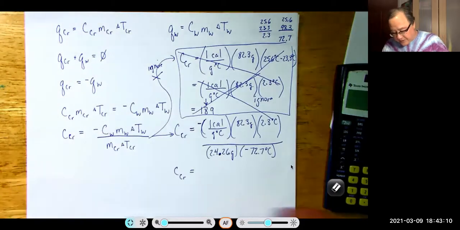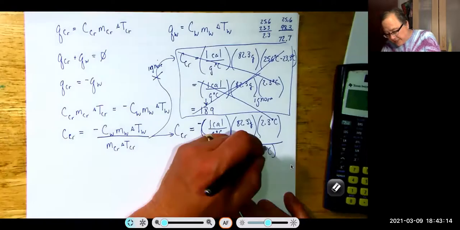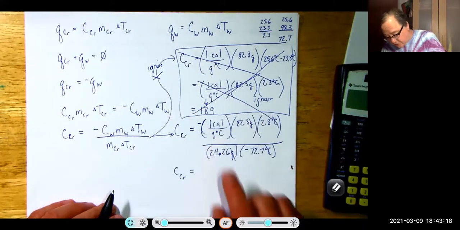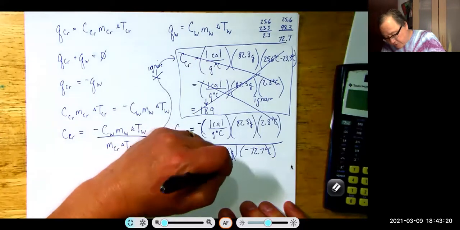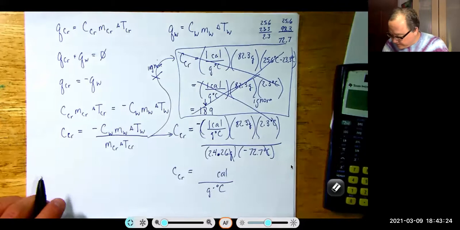What are the units going to be? Well, this gram cancels that gram. This degree Celsius cancels this degree Celsius. And none of these units cancel. So we're going to have calories per gram per degree Celsius. And let's see what we get.